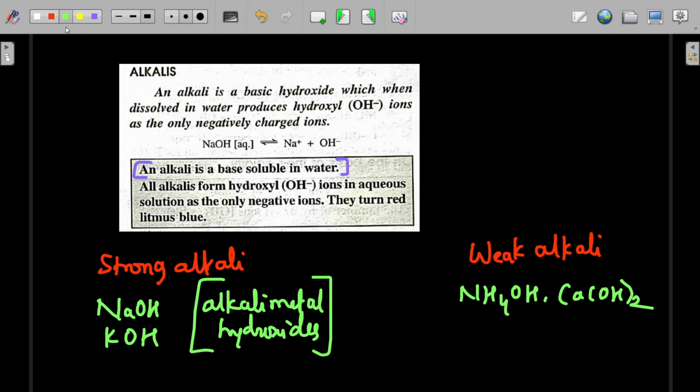Again, same questions like which one will conduct electricity better when dissolved in water. Again, it depends on strong and weak only. So NH4OH or NaOH? NaOH, because it is a strong base, strong alkali, right? So an alkali is a basic hydroxide which when dissolved in water produces hydroxyl ions as the only negatively charged ions. So what about copper oxide? Copper oxide is simply a base, not an alkali, because it does not dissolve in water. Only these few of them dissolve in water.